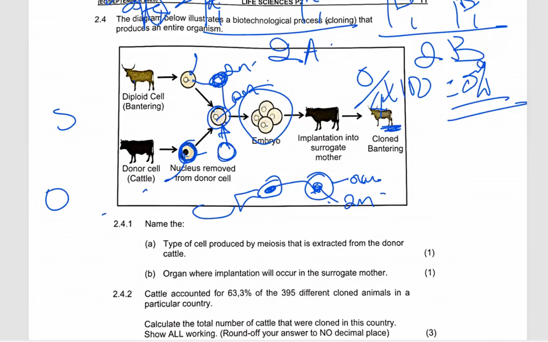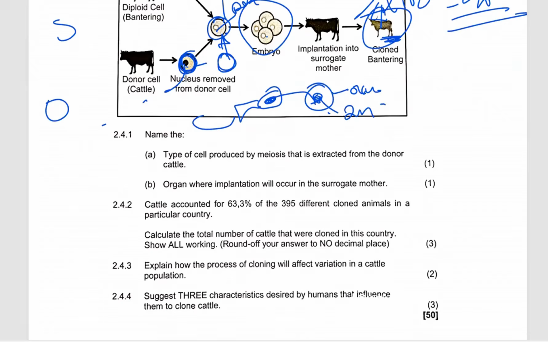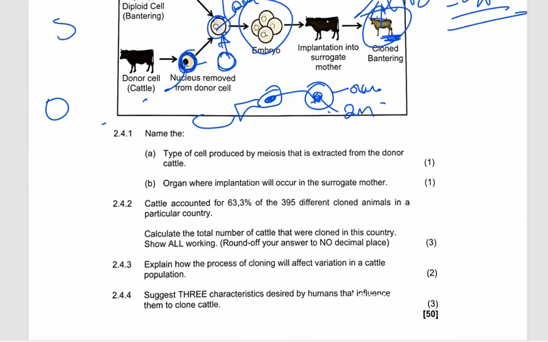So now it undergoes mitosis to form a ball of cells which develops into embryos. These are implanted into surrogate mothers, and remember these are just stem cells, with the function of stem cells, they develop to form mature babies, and these babies are released. So that is it. Name the type of cell produced by meiosis that is extracted from the donor cell. We're going to call it a gamete. Yes, basically it is the ovum because it is a female. They're saying the organ where implantation takes place, it takes place in the uterus.